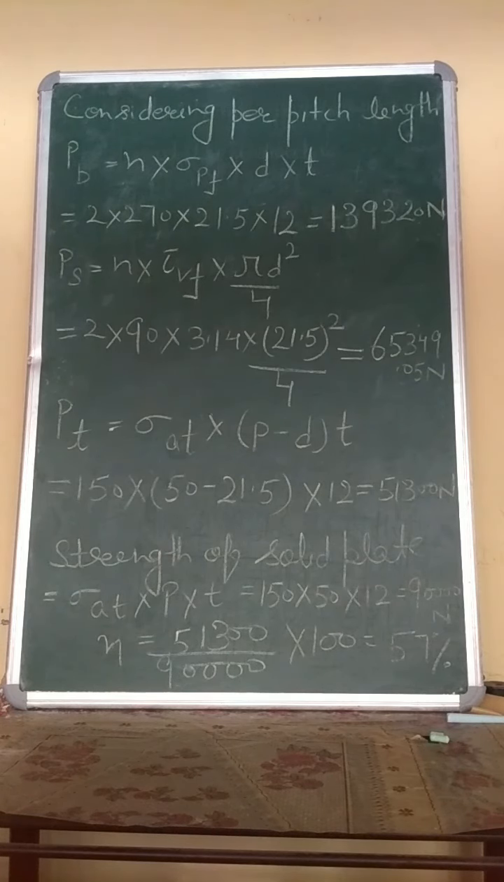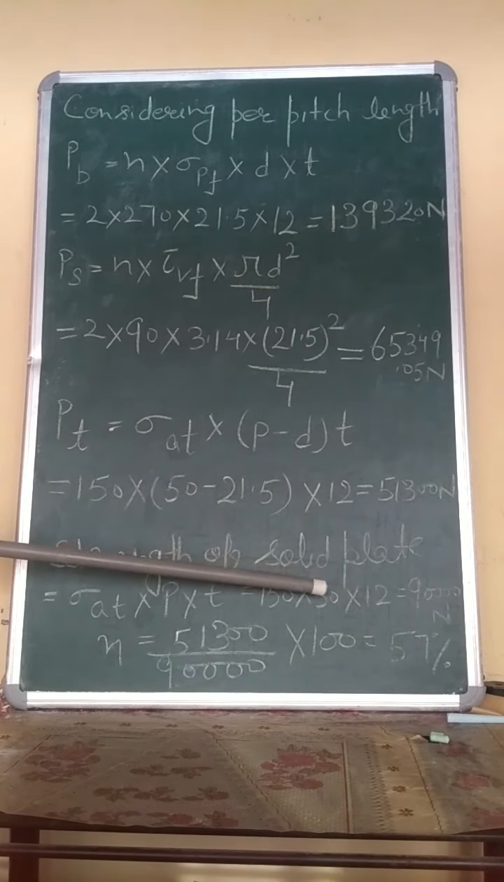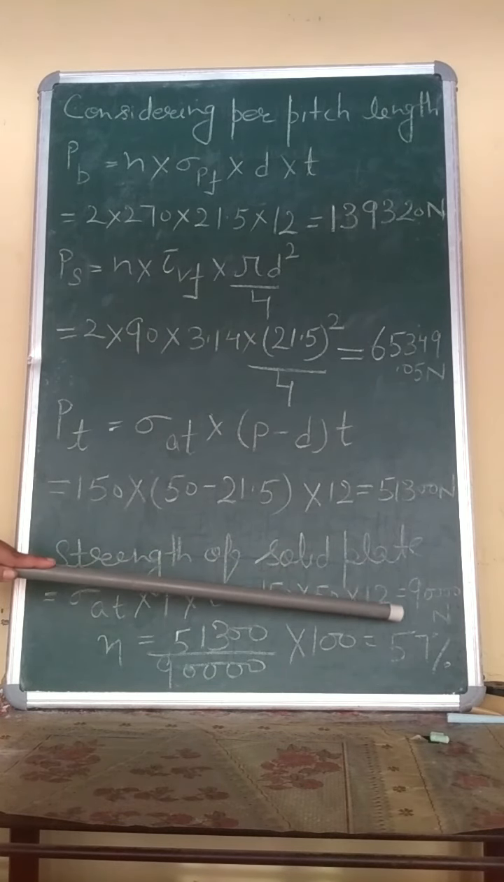So the strength of the riveted joint is the least of PB, PS and PT, that is equal to 51300 Newton. Now, the efficiency of the riveted joint can be calculated as strength of the riveted joint over strength of the solid plate multiplied by 100. The strength of the solid plate is equal to sigma AT into P into T, that is equal to 150 into 50 into 12, that is equal to 90,000 Newton.